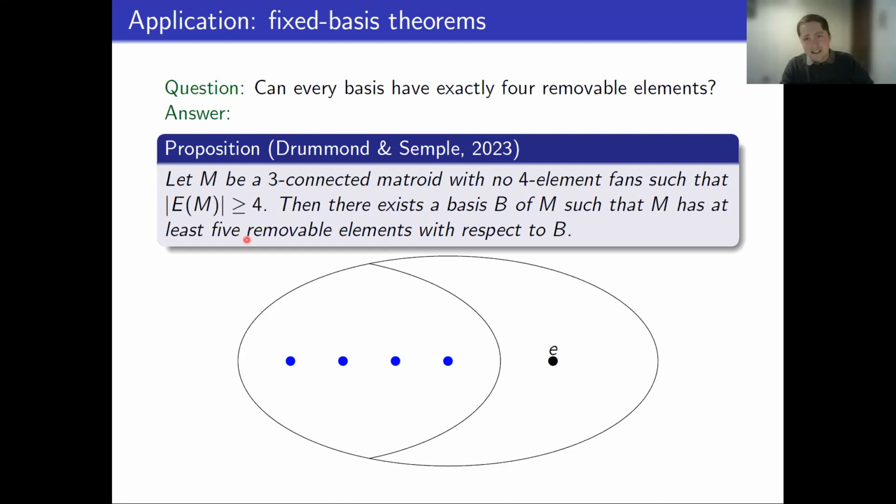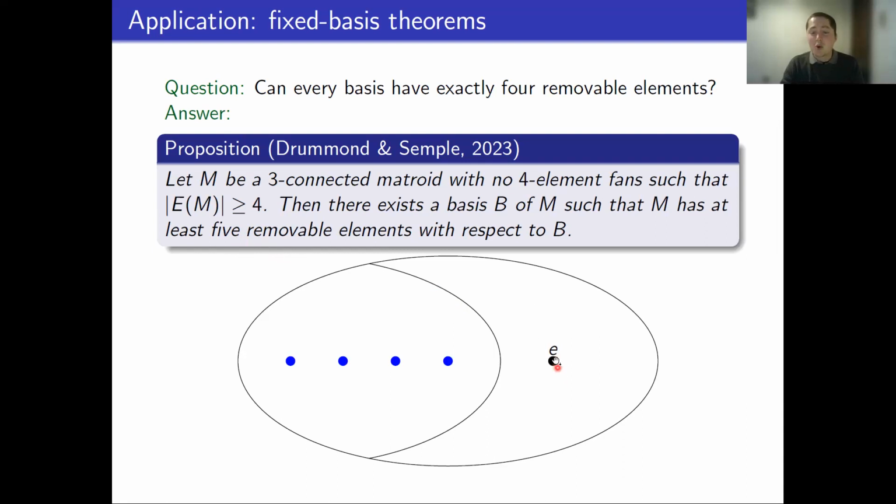Otherwise, you've got no theta separators. Then you're guaranteed 4 elastic elements, at least 4, yeah? But elastic elements are removable with respect to any old basis, right? If they're in the basis, then they're contractible, and if they're outside the basis, then they're deletable. So they're definitely removable with respect to B. So you've got these elements which are champing at the bit, and they're all removable with respect to B. So all we need is to find a basis that has a 5th removable element.